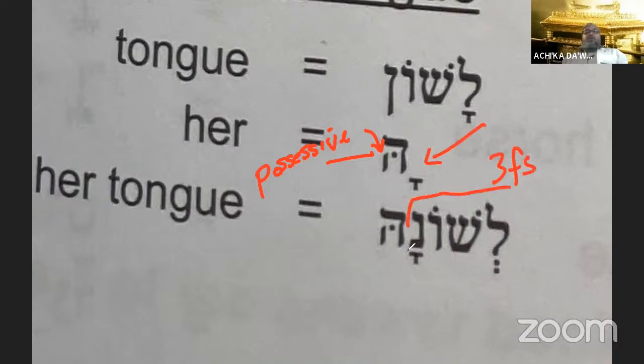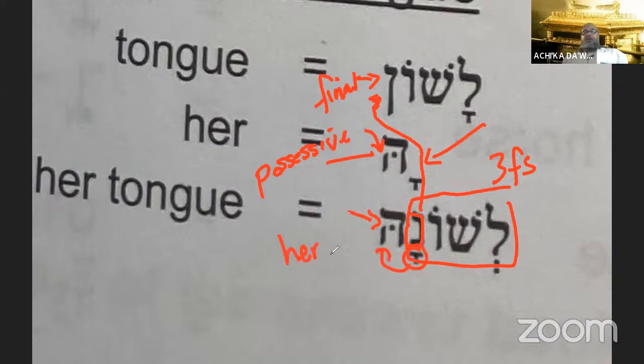So it's called lashon right here. But you notice that the noon is replaced by this final form, because this is at the end. It's a final. So this is why it looks this way. And here it looks completely different from the regular noon, but they're still the same letter, still represents the same thing. So this right here with the dot in it lets us know it is her, and it's also hers. This is her tongue. So Lashona. What if I say his tongue, what would I say?